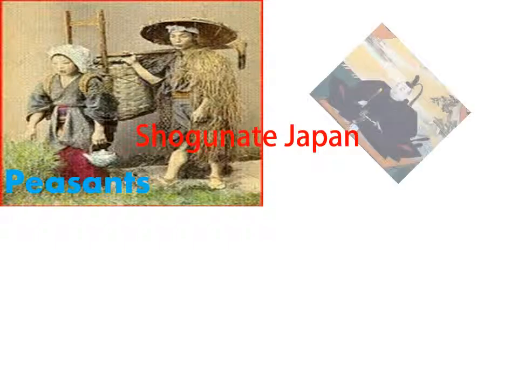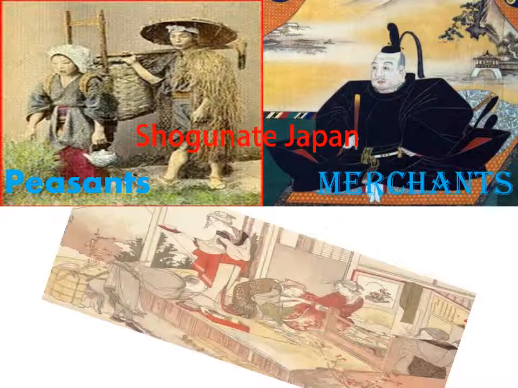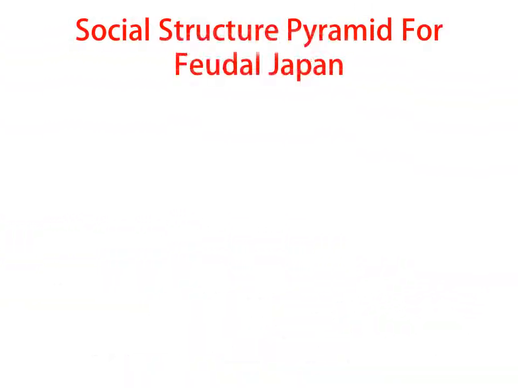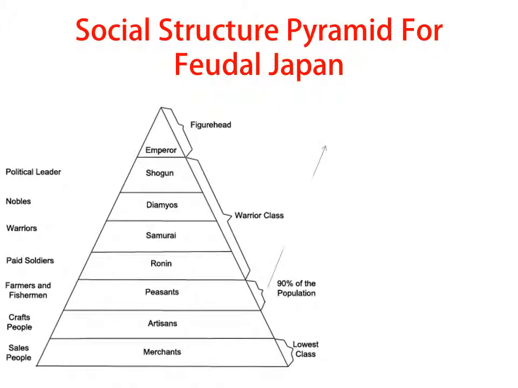shogunate Japan. We have peasants, merchants, and craftspeople. Social structure of feudal Japan.